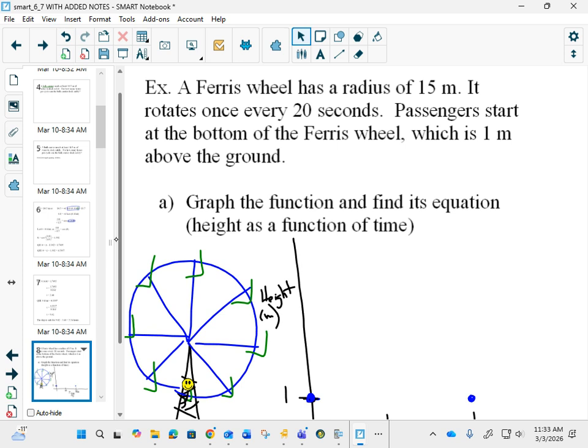Where will you be at 10 seconds? Maximum. What is that maximum? You're going to be at the maximum. At 10 seconds, you'd be halfway around, right? You'd be way up here. The most exciting and scary part of the Ferris wheel, right? You can see so much. You're so high above the ground.